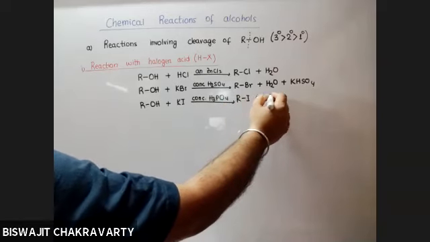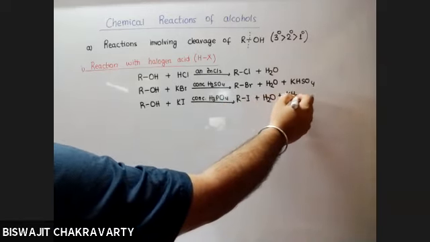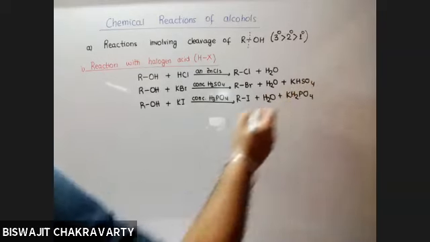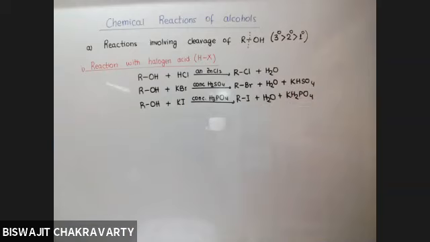Details of which have already been discussed during preparation of haloalkanes. You can consult. So these are the reactions with halogen acids. We can prepare all different types of haloalkanes, RCl, RBr, RI, depending upon what particular reagent is to be used.